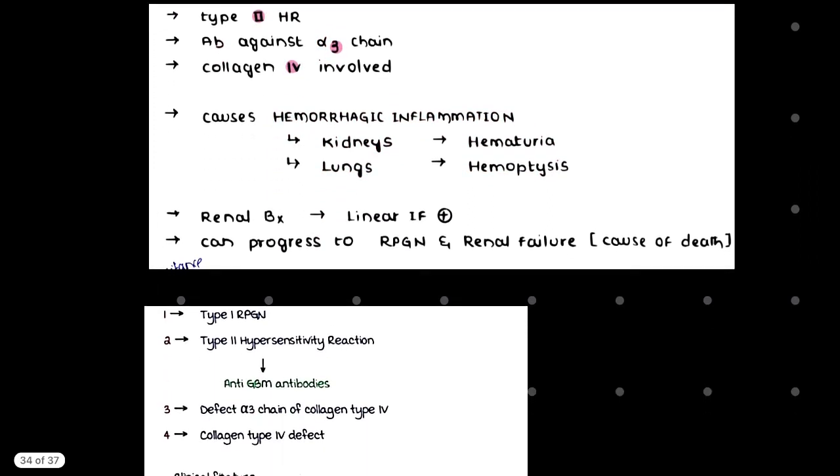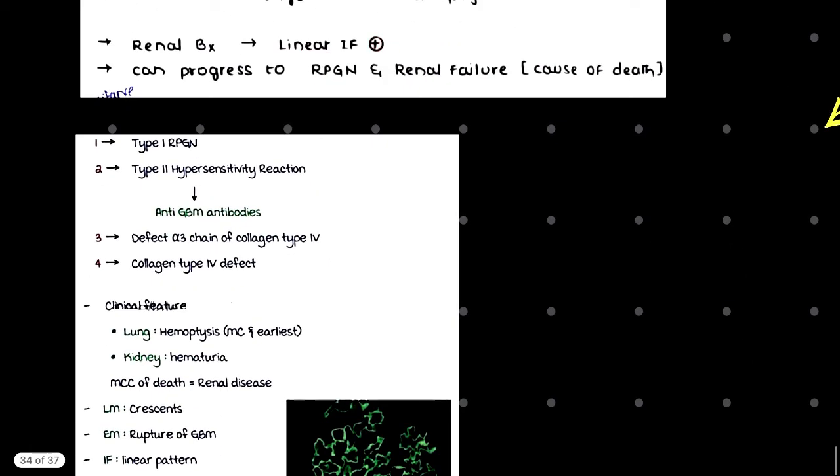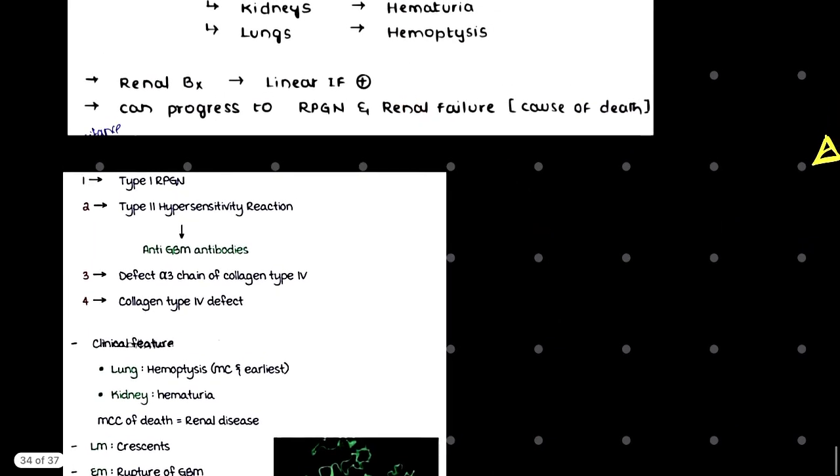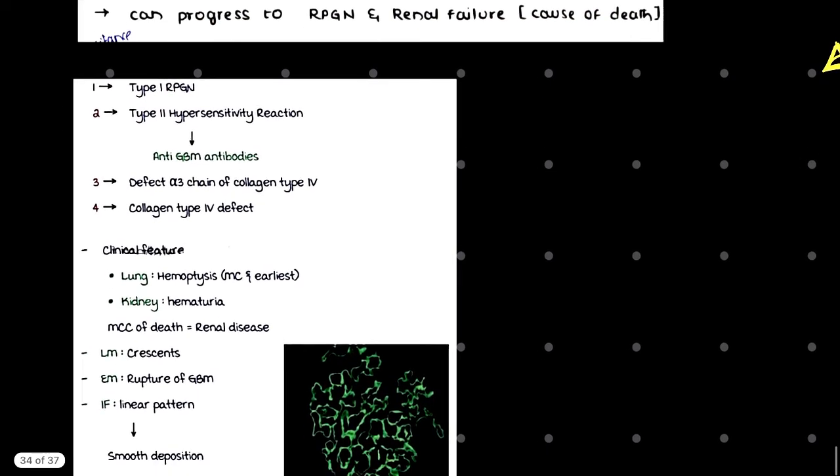How are we going to diagnose it? We are going to diagnose it with the help of renal biopsy under immunofluorescence. What will be seen? Linear immunofluorescence will be seen. Yes, we have already discussed these things right here, right. And it can progress to RPGN and renal failure also.